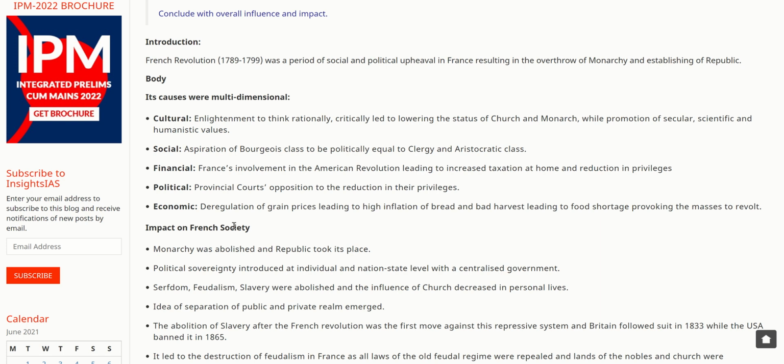Impact on French society: monarchy was abolished and the republic took its place. Political sovereignty was introduced at individual and nation state level with a centralized government. Serfdom, feudalism, slavery were abolished, and the influence of church decreased in personal lives. The idea of separation of public and private realm emerged.